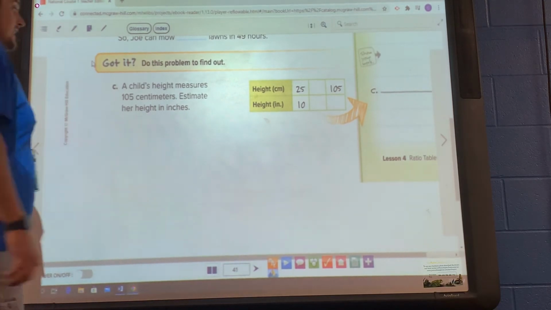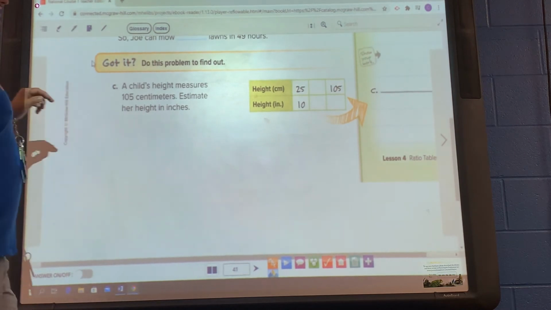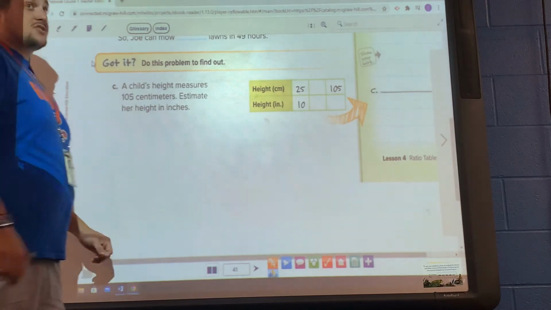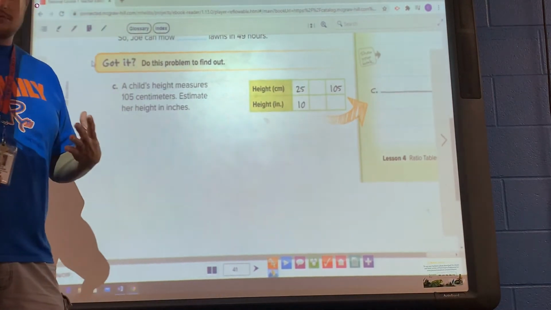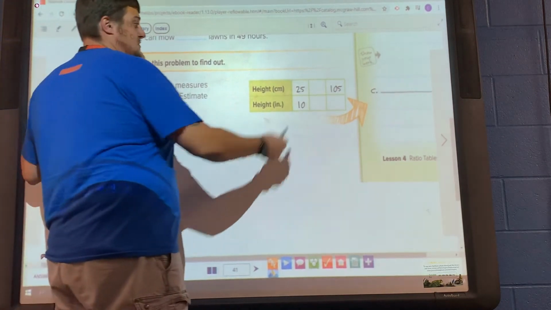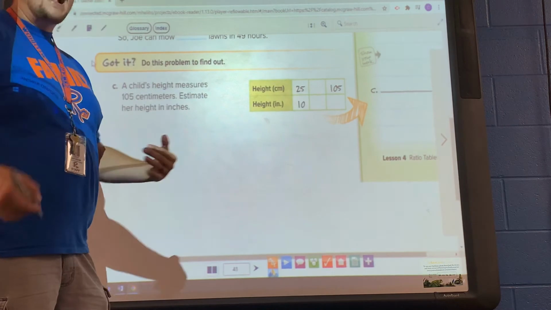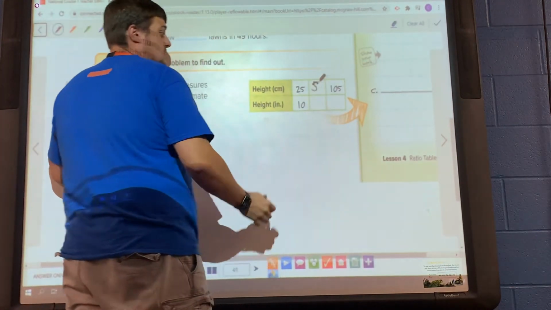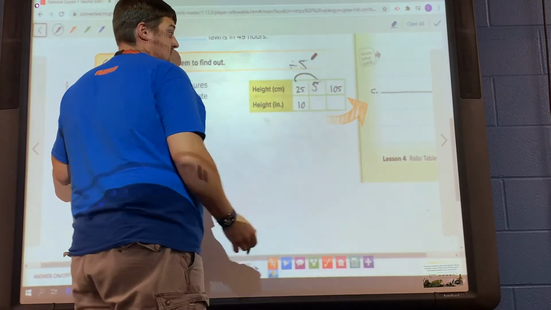Okay, now that you're back, let's do letter C. A child's height measures 105 centimeters, okay? So that's where we want to go. It says estimate her height in inches. So we're going from centimeters to inches. Well, they already set up the ratio table for you. So what we have to do is find a number that works for 25 and 105. A good factor for that would be 5. So we gotta get from 25 to 5. To do that, you divide by 5.